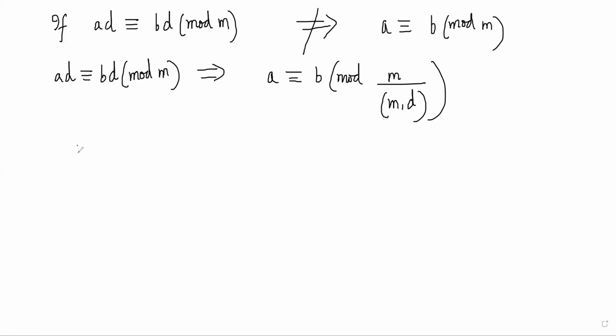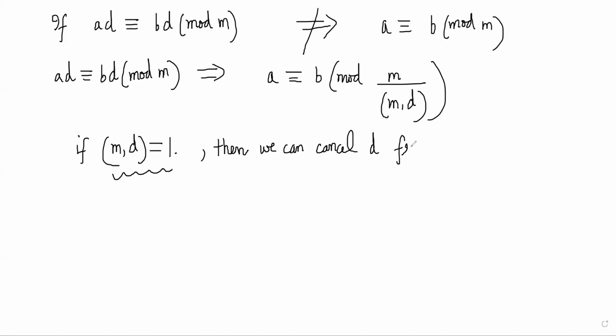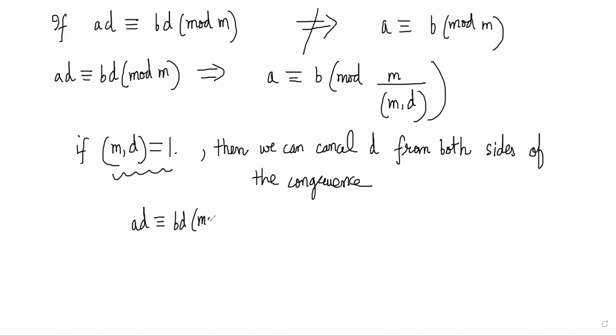Now, basically, if M and D are relatively prime to each other, if their GCD is 1, then we can cancel D from both sides of the congruence. So in that case, you can say that if AD is congruent to BD mod M, that implies that A is congruent to B mod M. Because the GCD of M and D is 1, we can divide that and it is still the same mod M, right? So this is very important. Division is important for us because it helps us solve linear congruences.